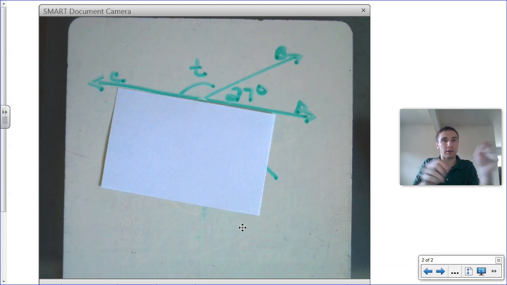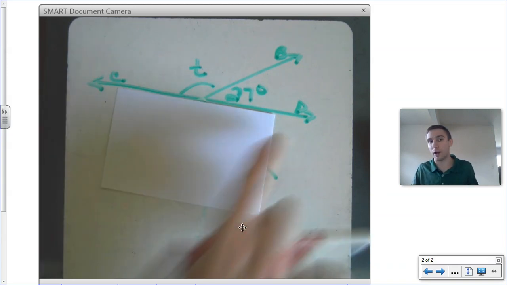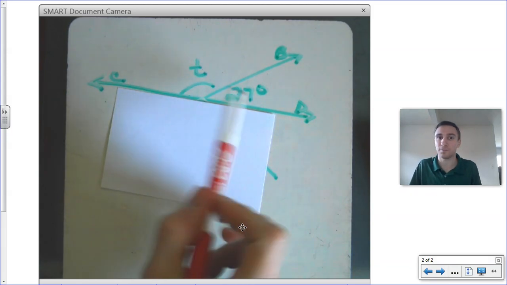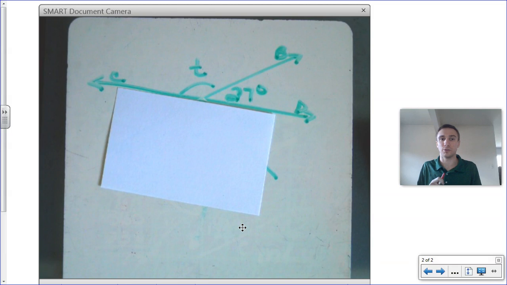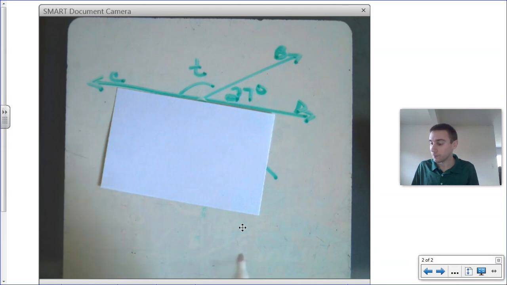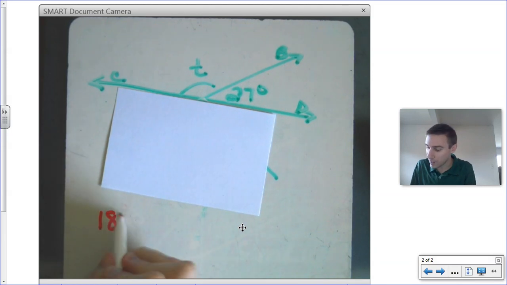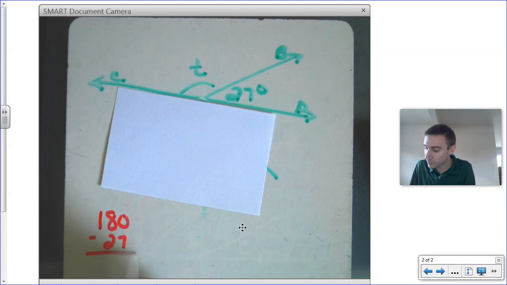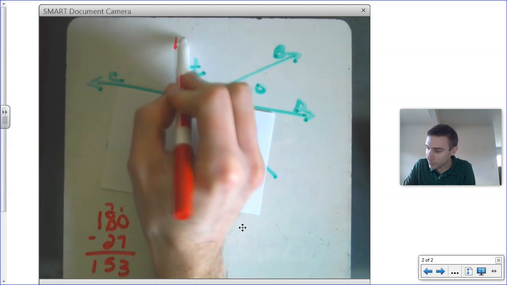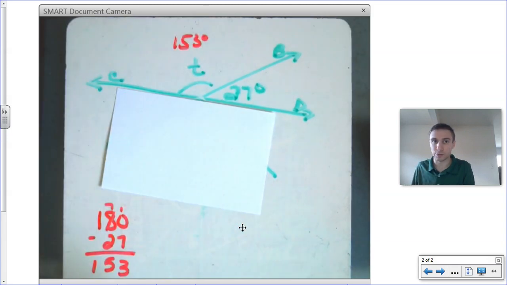On the computer, you might use a Post-it, or you might take another index card, something to cover up exactly on the line. So I trace line CD with my index card, and I can see I have angle T and 27 degrees. So I can absolutely use this to help me out here. So I'm going to use angles on a line, and I'm going to do 180 minus 27 to find that angle T. So the measure of angle T is 153 degrees.